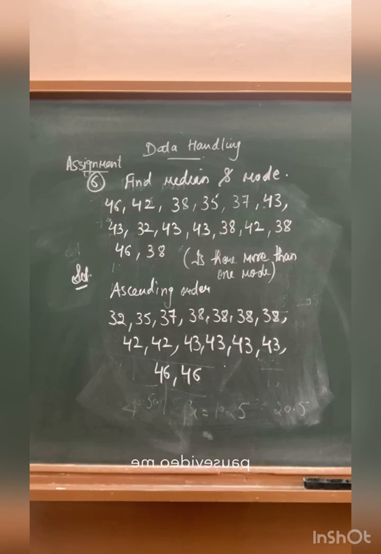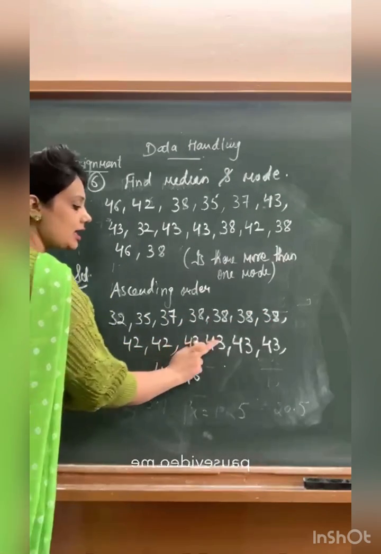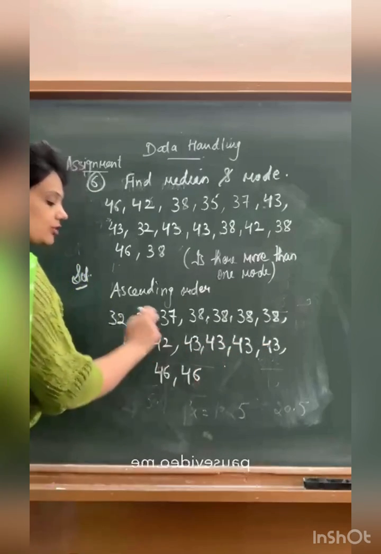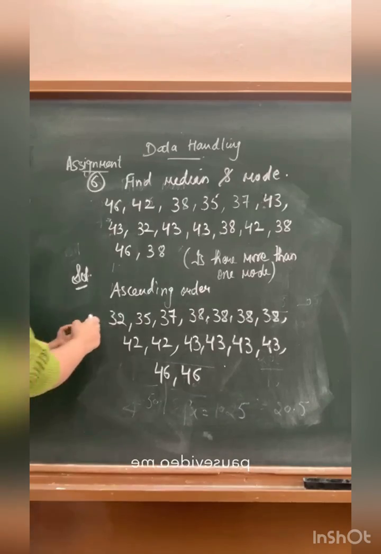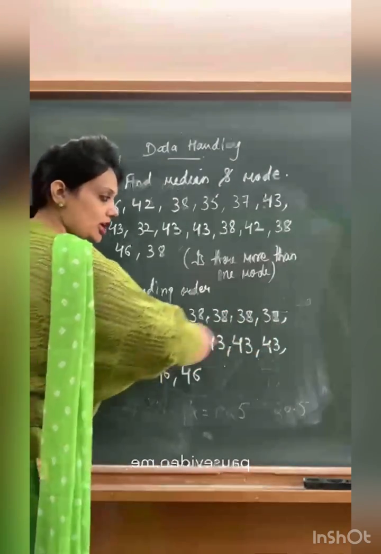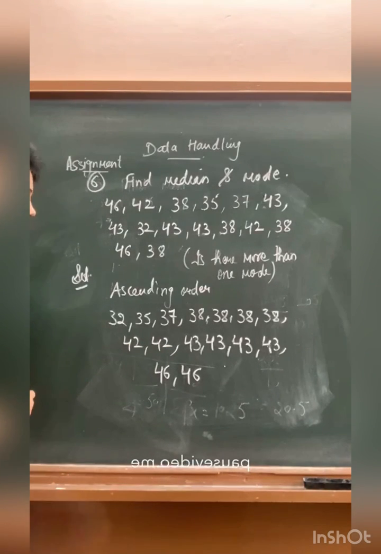Now we have to see how many observations are there. Is it even or odd? 1, 14, 15. So there are odd observations. So now what will be the median? Median will be the middlemost number. Like I have arranged here, right? So you have to arrange in a single line. How to find the median now?